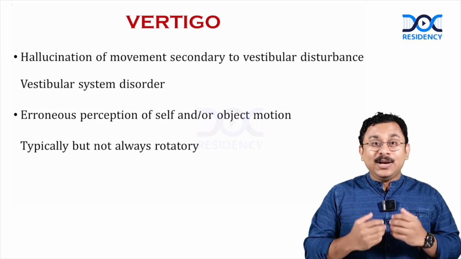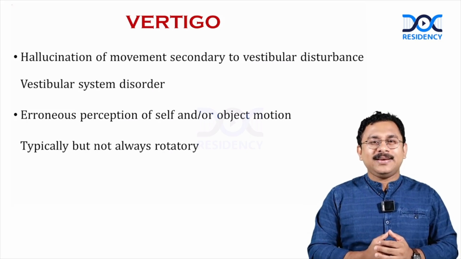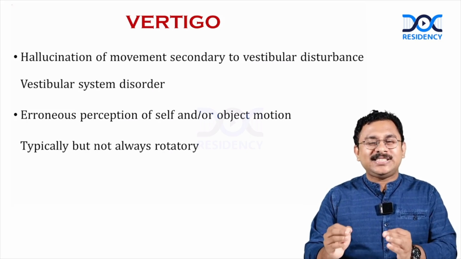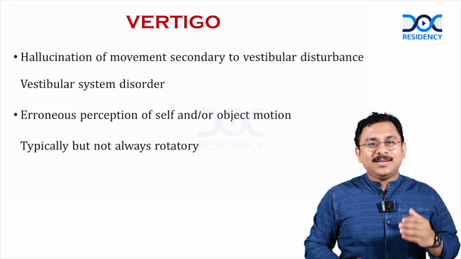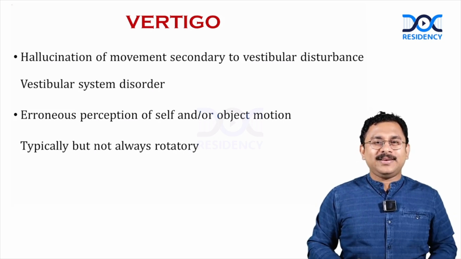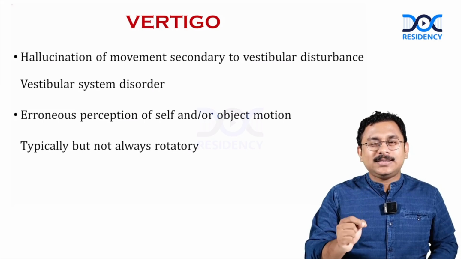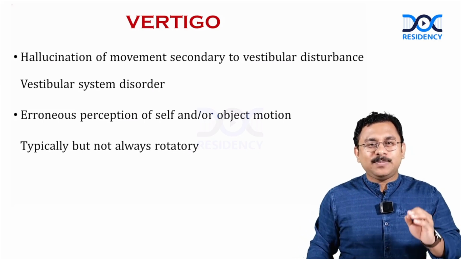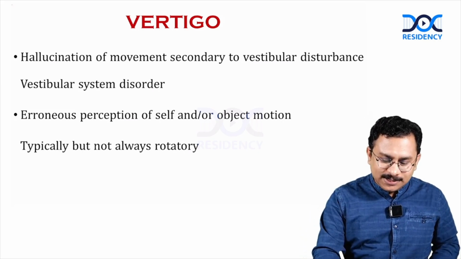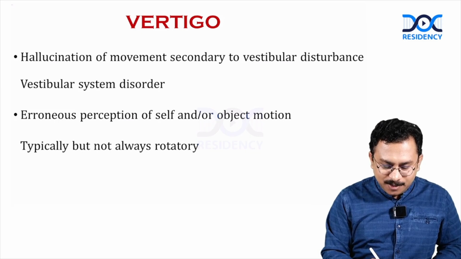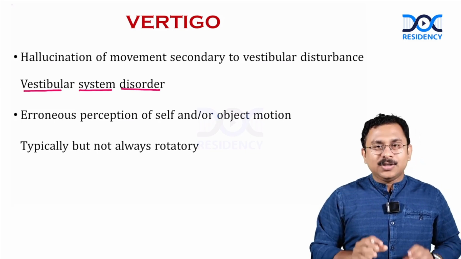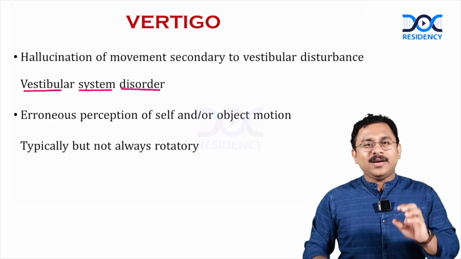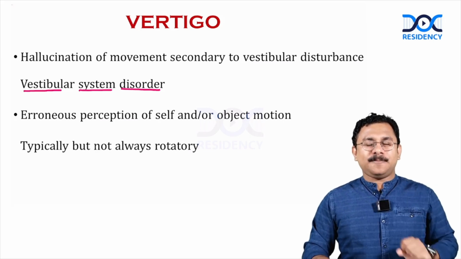Vertigo is a hallucination of movement secondary to a vestibular disturbance. So there is no actual movement, but there is a hallucination of movement. And since this occurs secondary to a vestibular disturbance, this is a perfect example of a vestibular system disorder. So vertigo occurs due to a vestibular system disorder.